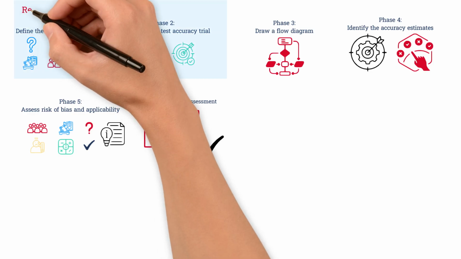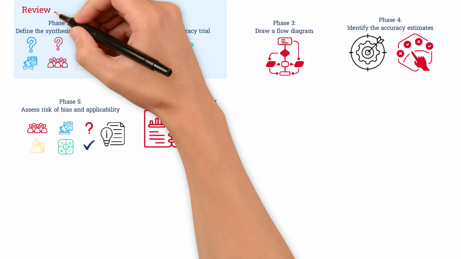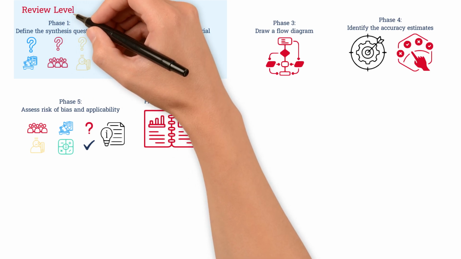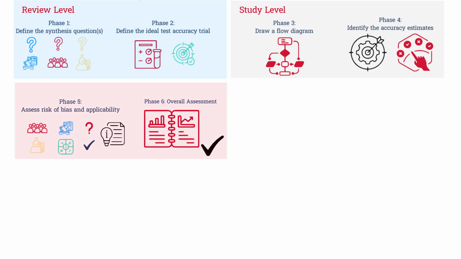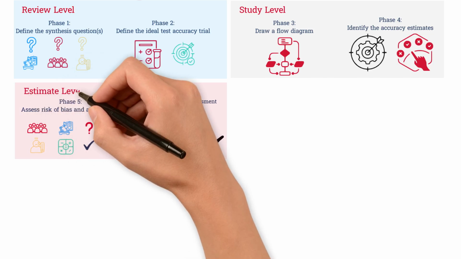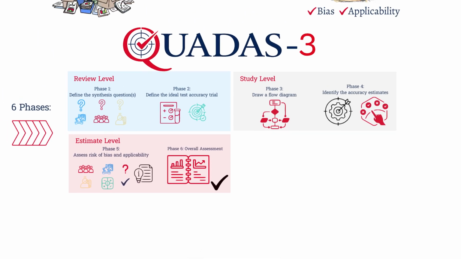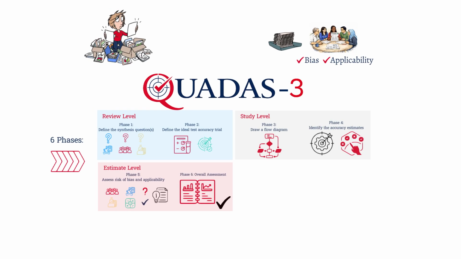Phases 1 and 2 are conducted at the review level, so only need to be completed once per review. Phases 3 and 4 are completed once for each study, while phases 5 and 6 are completed for each set of estimates. QUADAS-3 provides a clear, structured approach to evaluating diagnostic evidence, improving transparency, consistency, and clinical relevance.